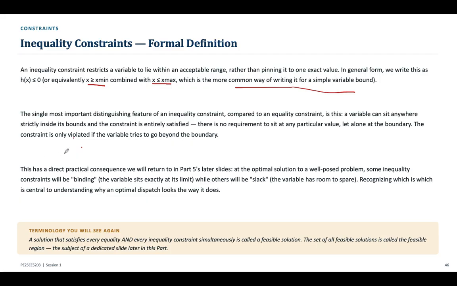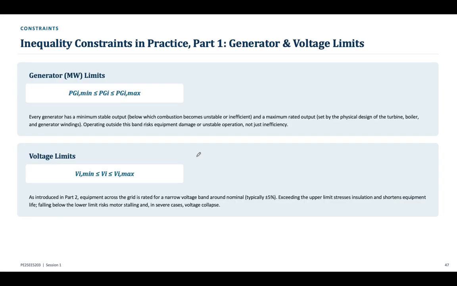So this has a direct practical consequence. We'll return to this in the later slides, in part 5. Okay, so at the optimal solution to a well-posed problem, some inequality constraints will be binding, so the variable sits exactly at its limit, while others will be slack, right? The variable has room to spare. So recognizing this is central to understanding why any optimal dispatch looks the way it does.